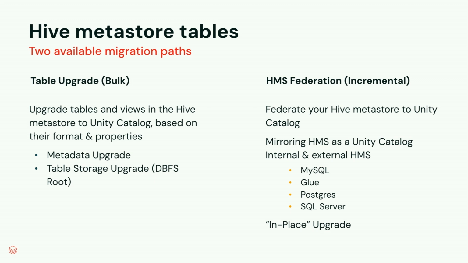The next option that is available, and we could call it incremental, is HMS Federation. So now UCX allows you to turn on HMS Federation and migrate the HMS catalog into Unity Catalog as one-to-one. We don't offer mapping there, so all the names remain the same, the schemas and table names remain the same, but it is an in-place upgrade.